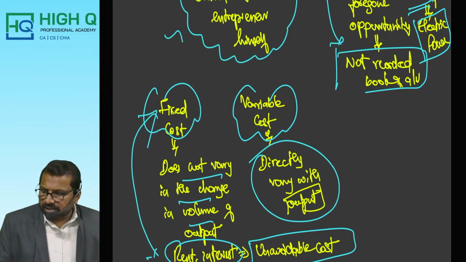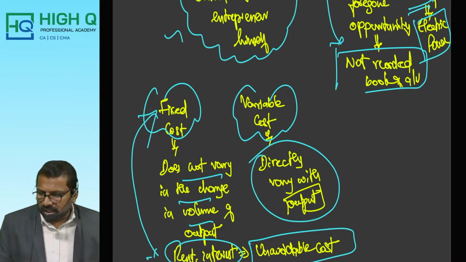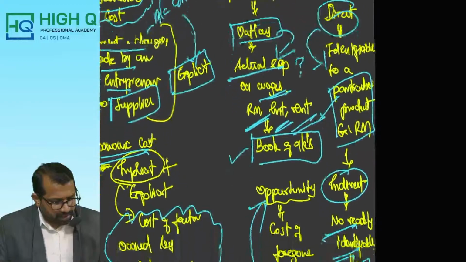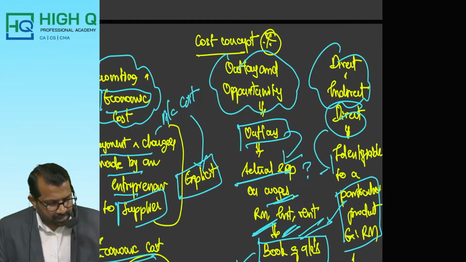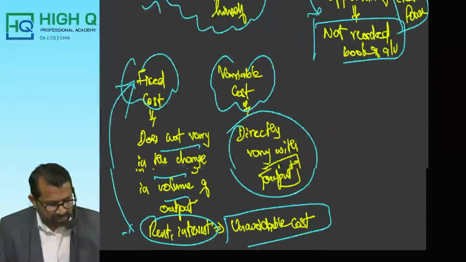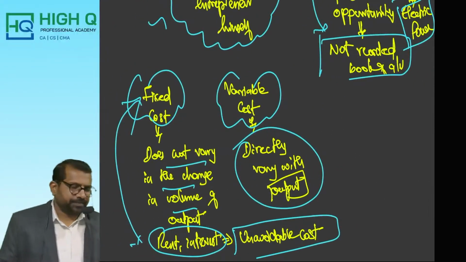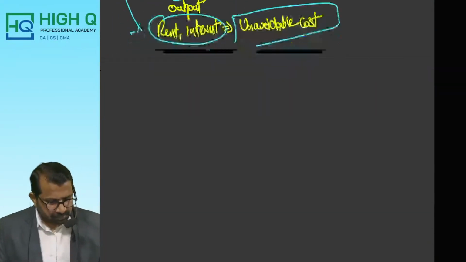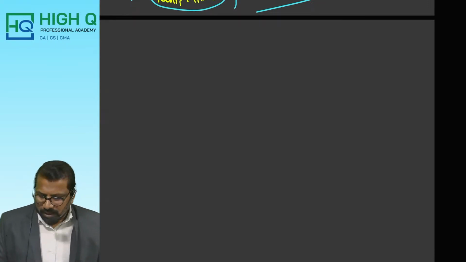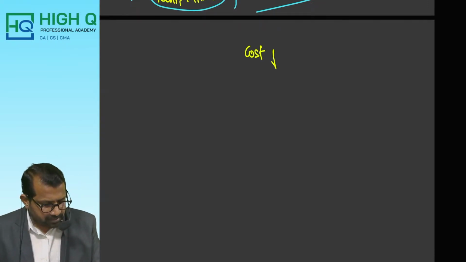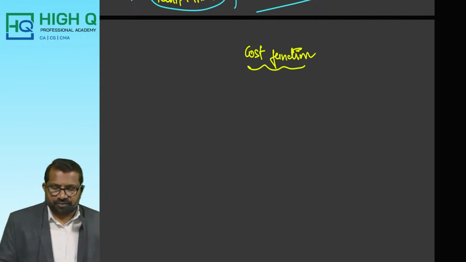So here we have discussed accountable and economic cost, outlay and opportunity cost, direct and indirect cost, then fixed and variable cost. Then cost function.